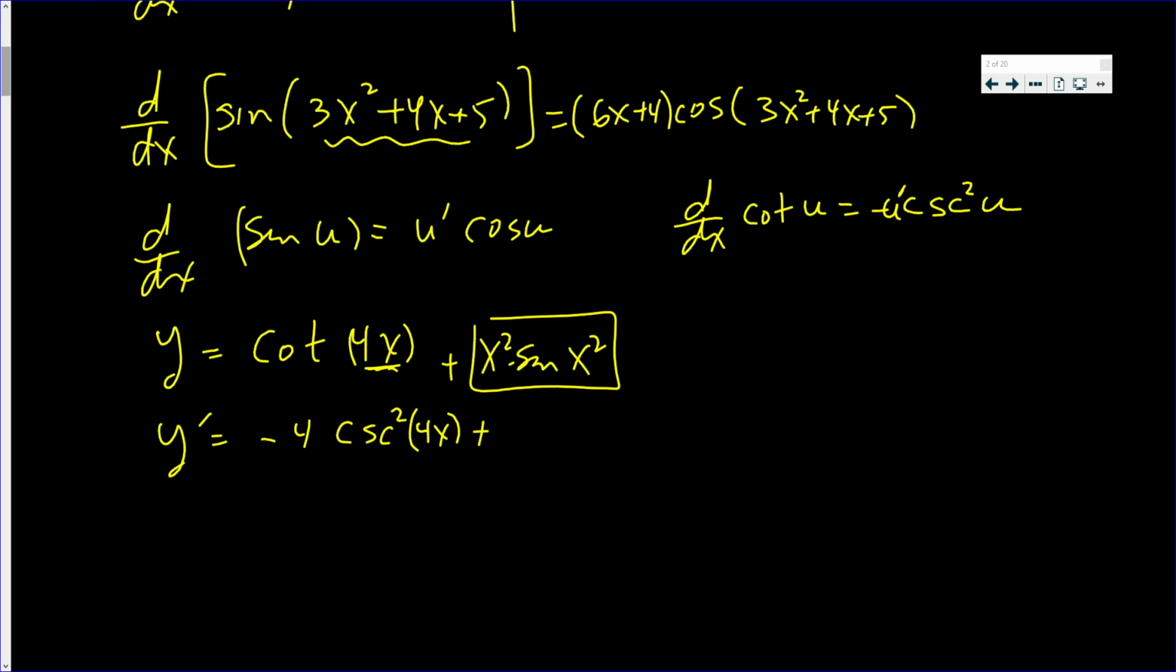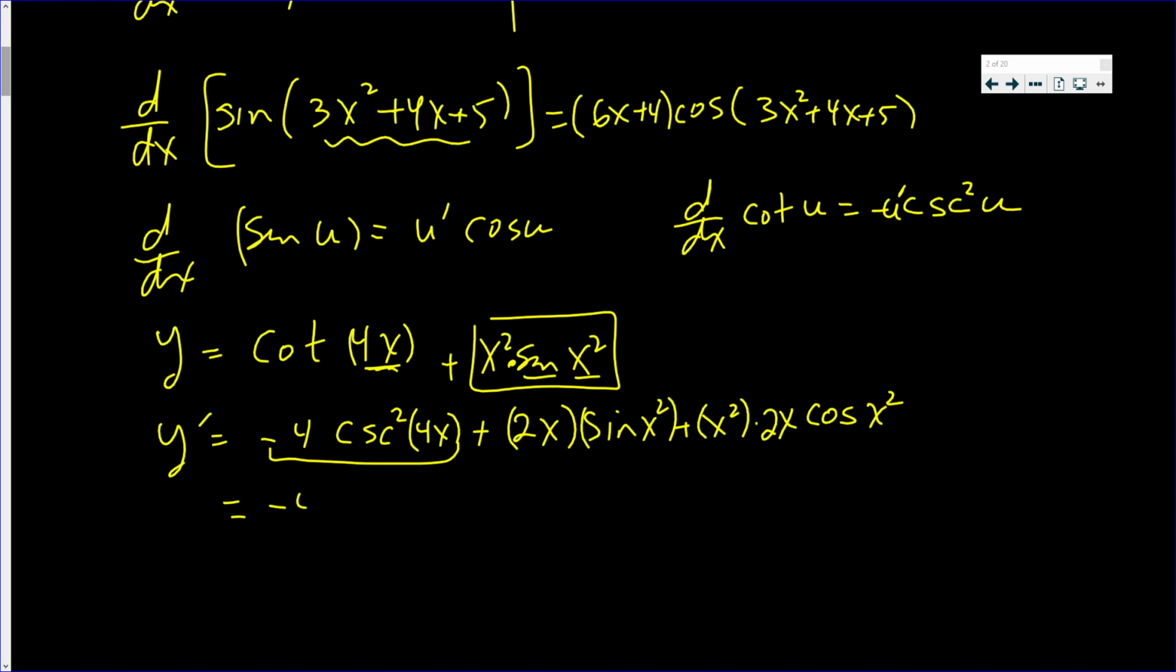Well, that's a product. So you take the derivative of the first function, multiply it by the second function, plus you take the first function and multiply it by the derivative of the second function. The derivative of sine of any angle is cosine of that angle times the derivative of the angle, which is 2x. So I would definitely clean this up. This is negative 4 cosecant squared of 4x, times, oops.